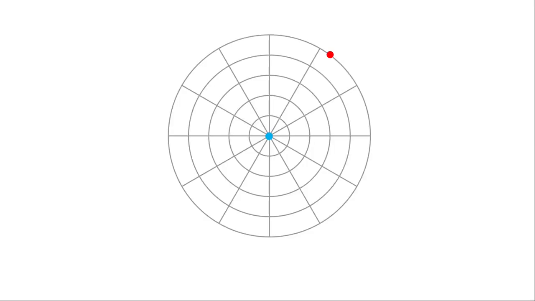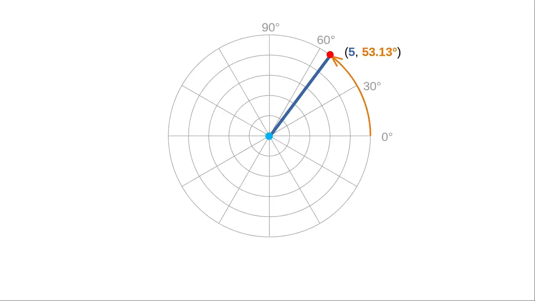Similar to the way we use distance and bearing with a drone, we can specify a point's location by its distance from the center and its angle measured counterclockwise from 0 degrees, where 0 degrees is due east. The first number is referred to as the radius, and the second number is the angle, often referred to by the Greek letter theta. These are called polar coordinates.